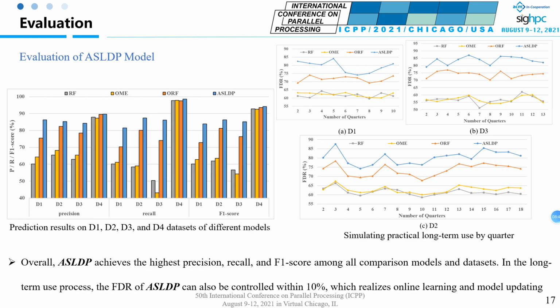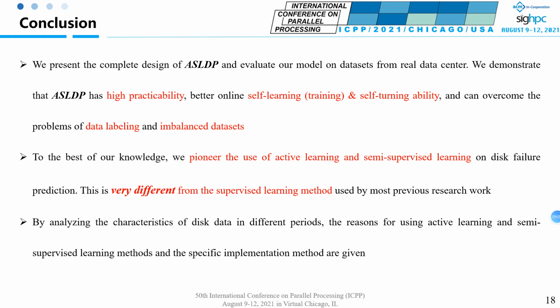Overall, as shown on the left, ASLDP achieves a high precision, recall, and F1 among all comparison models and datasets. In the long-term use process, the FDR of ASLDP can also be controlled within 10%, which is realized by online learning and model updating as shown on the right.